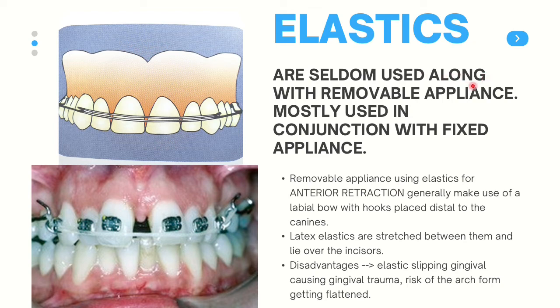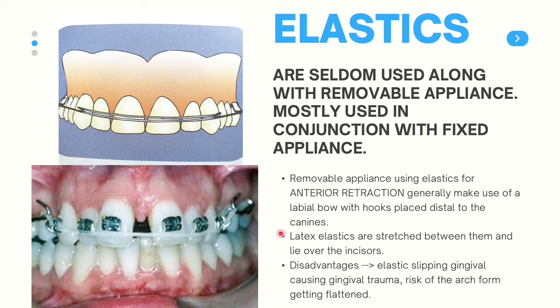Elastics are seldom used along with removable appliances. They are mostly used in conjunction with fixed appliances. Removable appliances using elastic for anterior retraction generally make use of the labial bow with hooks placed distal to the canine. For example, these are the hooks placed distal to the canine, and it is used in conjunction with the fixed appliances like this.